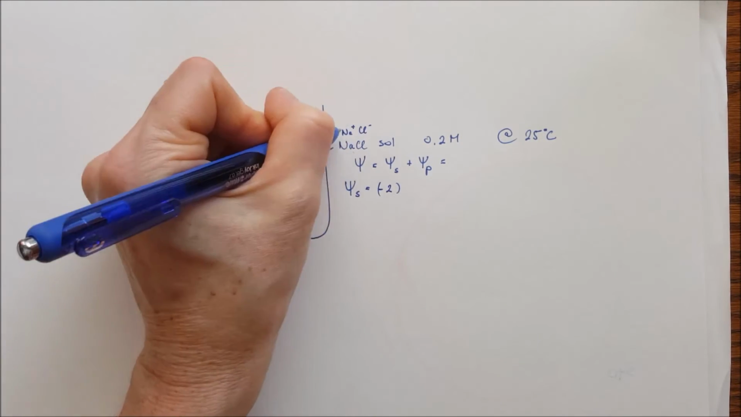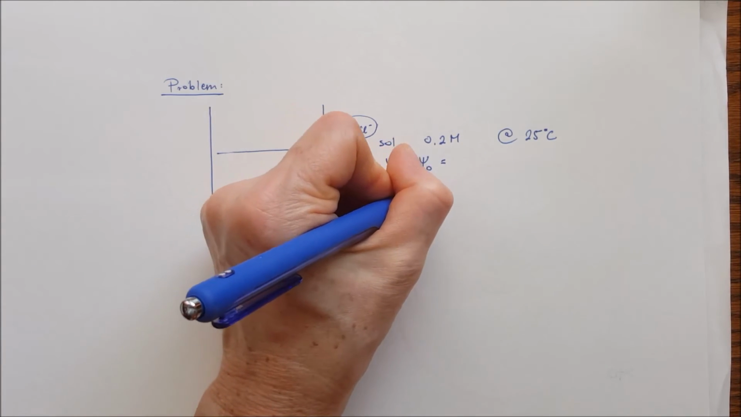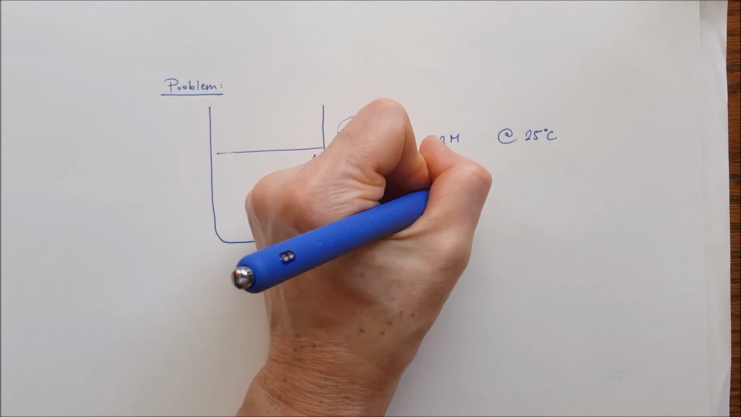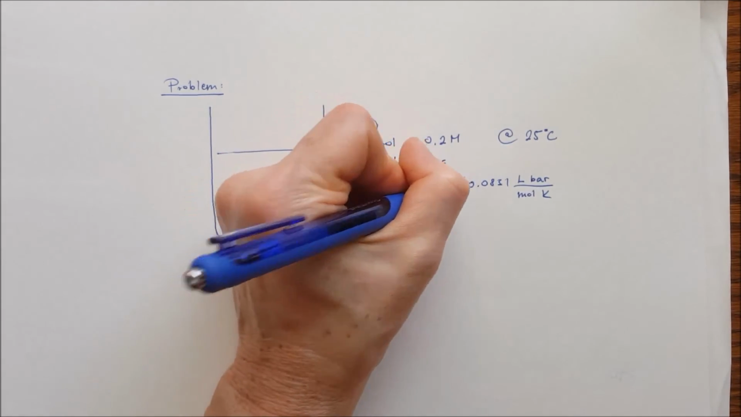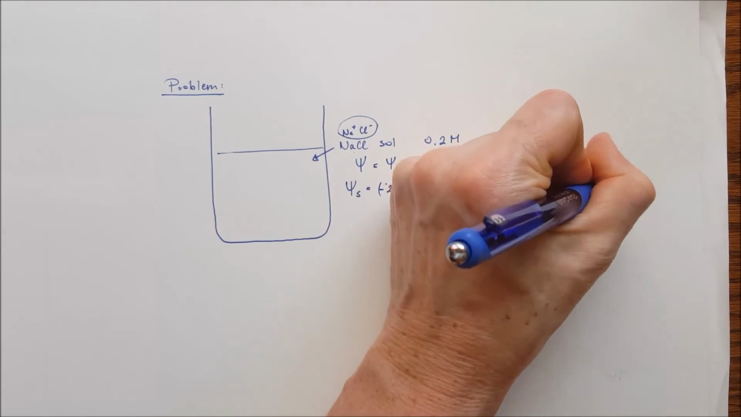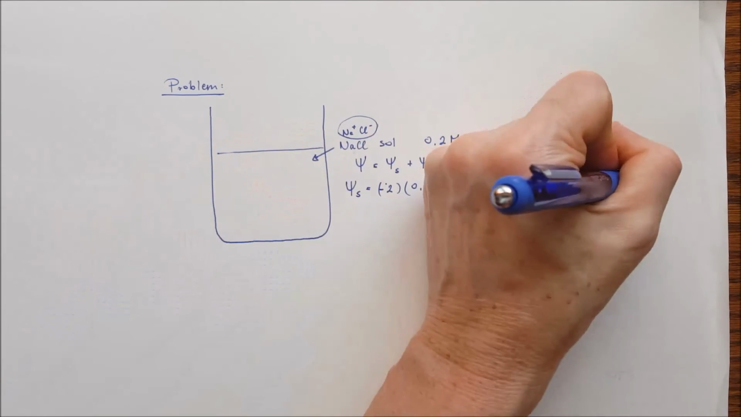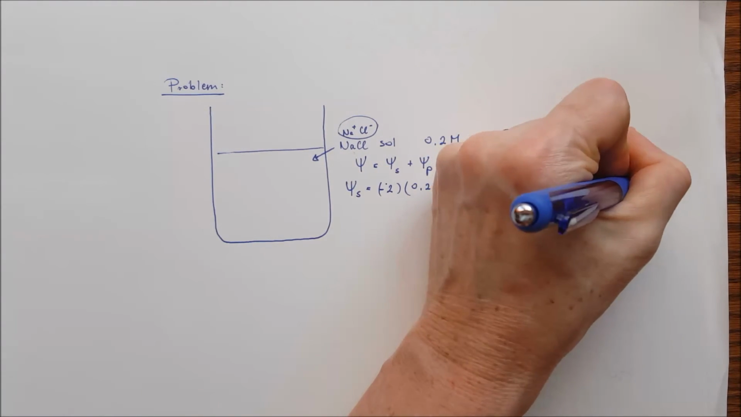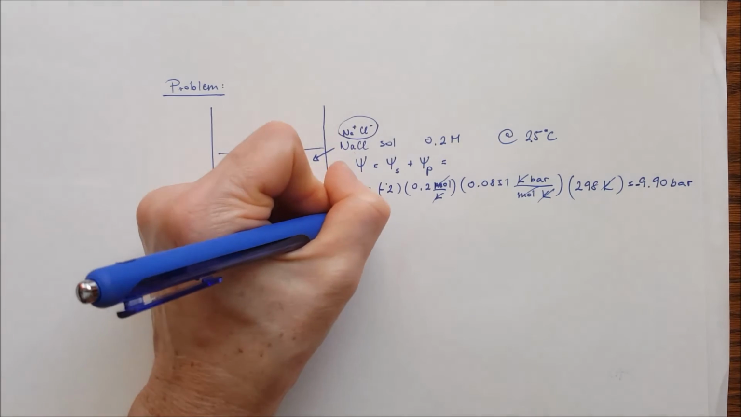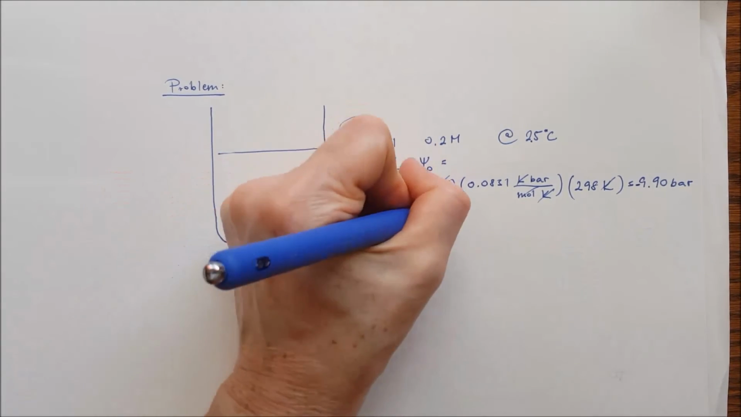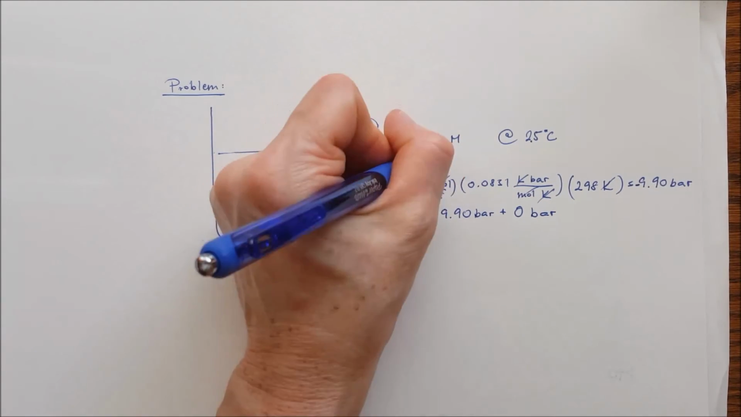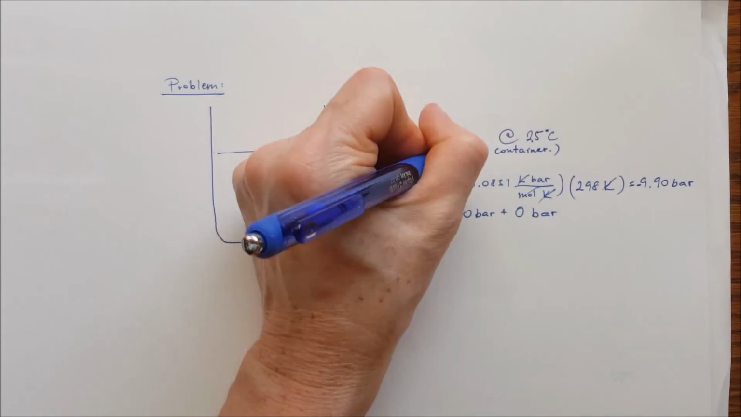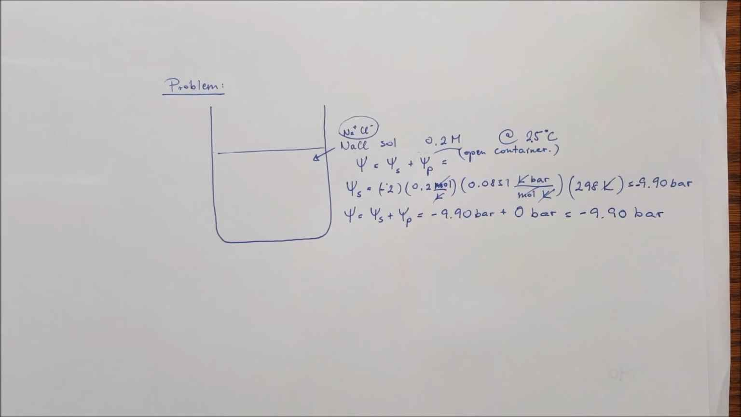We need the solute's potential first, and we are going to plug in 2 again because sodium ion and chloride ion. The molar mass, the molar over the liter, the molar concentration, the constant, the temperature, and it will be negative 9.9 bars. The pressure potential will be 0 at this time because it's open container. So the water's potential is minus 9.90 bar.